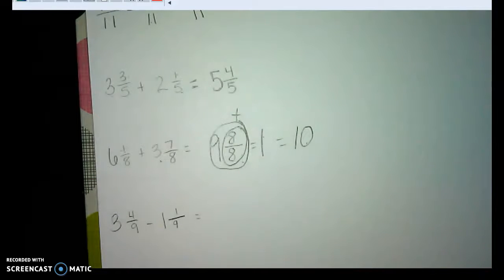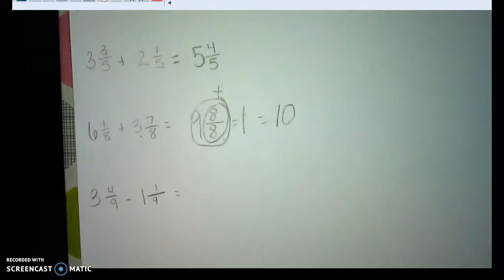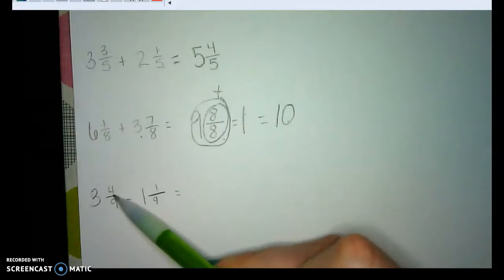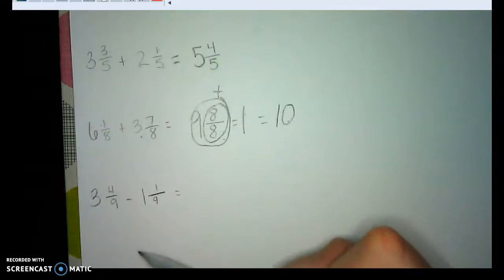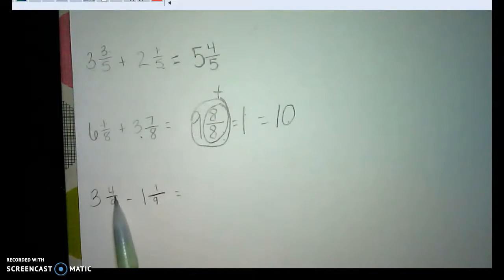All right, and then the last one, I know before we left school we were doing a bunch of regrouping when it came to subtracting. Remember, always check your numerator first, and if you don't have to regroup, do not regroup. Okay, so here I just check my numerators. If I have 4 pieces, can I take 1 away? And that is you can.